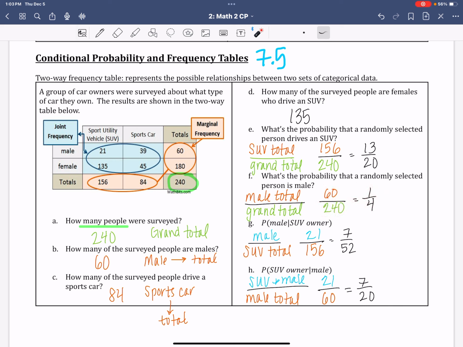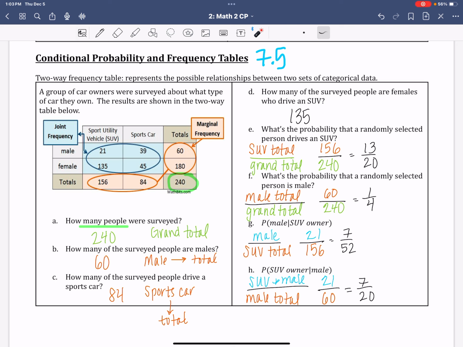Now, the probability of a male given an SUV owner. We're going to look at the males, going this way, and we're going to look at the SUV total going this way. Oops, I'm sorry, I was skipping down. Okay, so just a male would be 21 out of the SUV total, which is 156. So 21 over 156 is where I got here, and then that is 7 over 52.